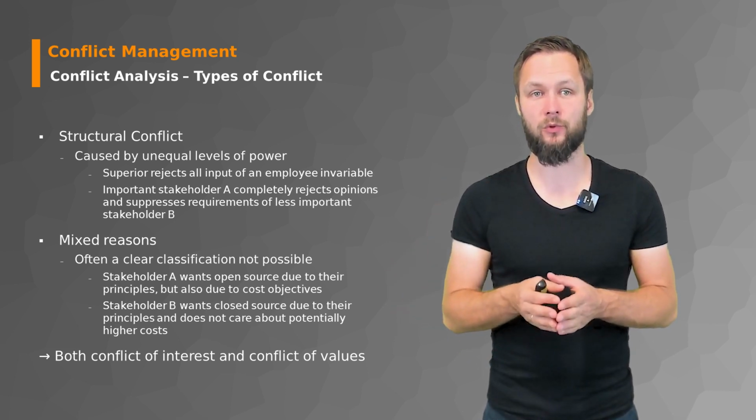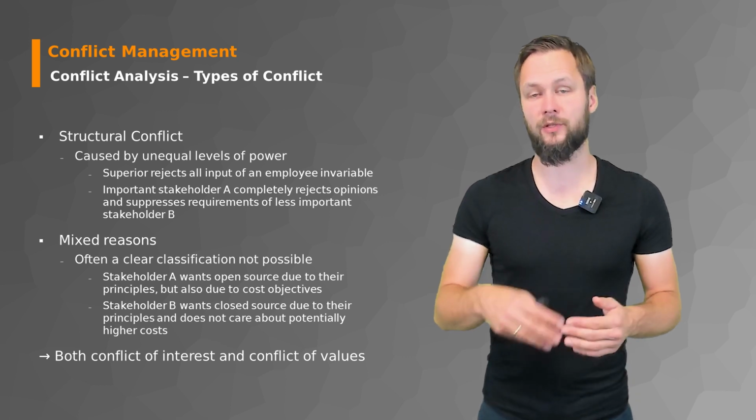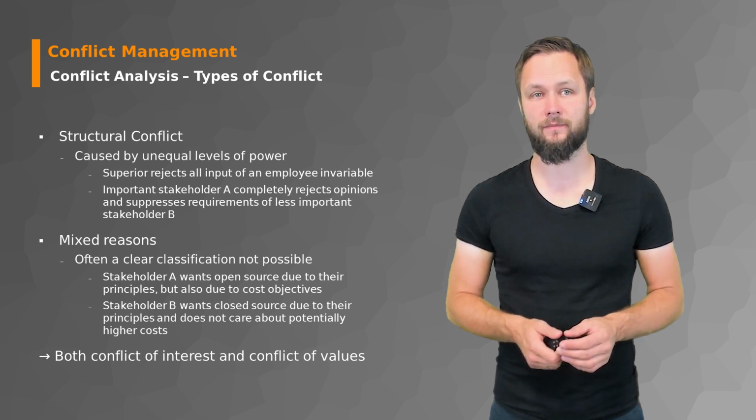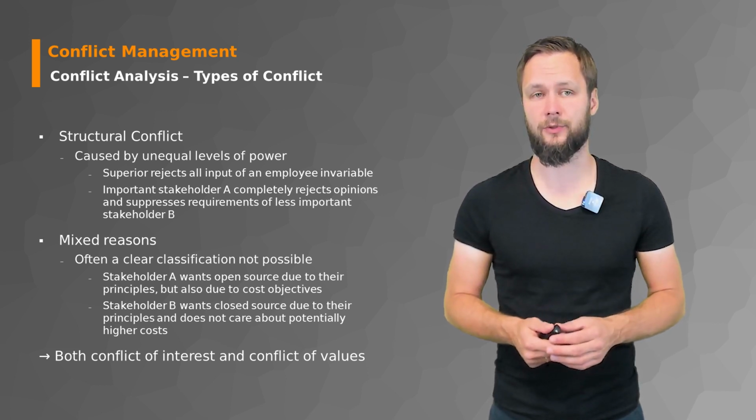If stakeholder B was not important at all, you would not have involved stakeholder B in the requirements engineering process. So that's an example of a structural conflict.